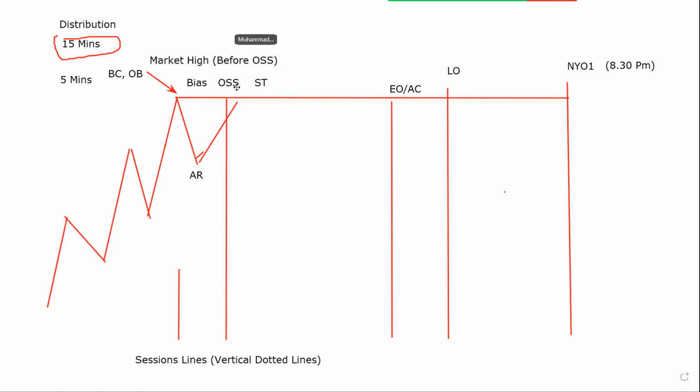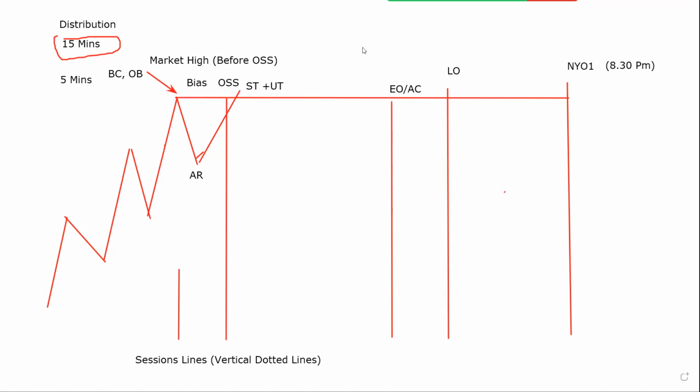The second thing it can do here is that it can go further up. And what kind of ST is this? ST plus UT, up thrust. Got it? This is the second type of ST.